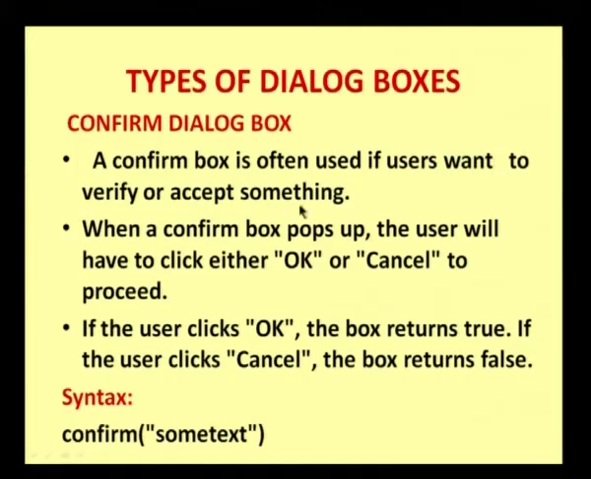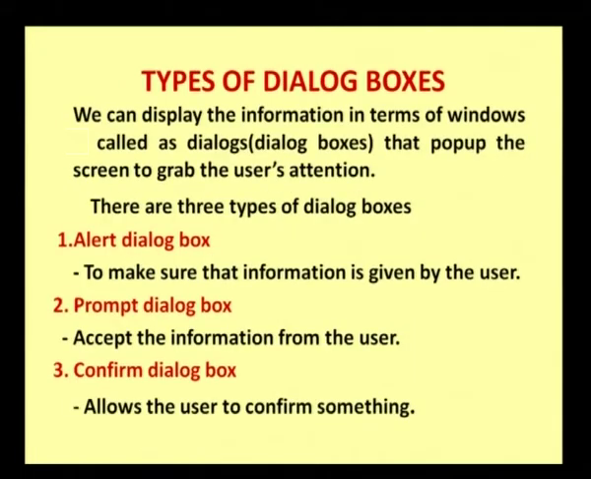The next type of dialog box is the confirm dialog box. It is used when you want to verify or accept something, where the user has to accept something. Here also two buttons will be there, OK and Cancel, and the syntax is confirm with some text to be displayed here. Since it is text, it is enclosed within double quotes, and this confirm dialog box is also available in the window object. So there are three types of dialog boxes: the alert dialog box, the prompt dialog box and the confirm dialog box.